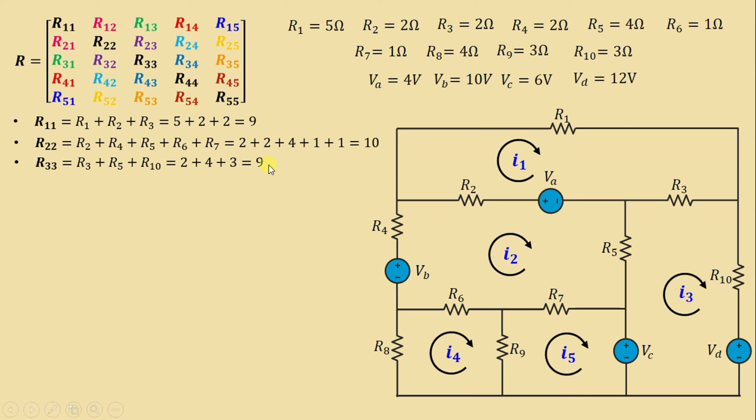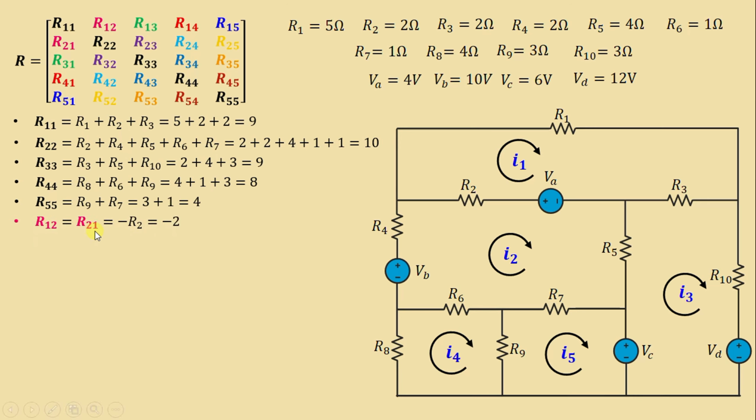We get 9. Let's go to R44, the sum of the resistances in mesh 4, equal to R6 plus R8 plus R9. We get 8. Let's move on to the last one. R55 is the sum of the resistances in mesh 5, equal to R7 plus R9. We get 4. We go now to the off diagonal terms of R.